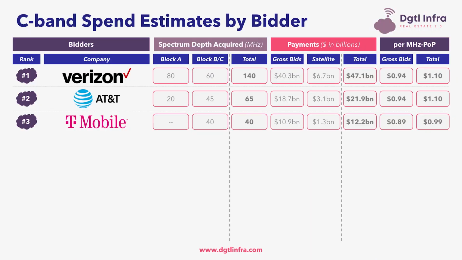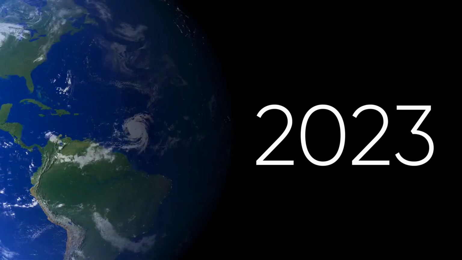We anticipate that T-Mobile's spectrum winnings will be entirely in Block B and Block C, which again will not be clear for T-Mobile to use until December 2023.